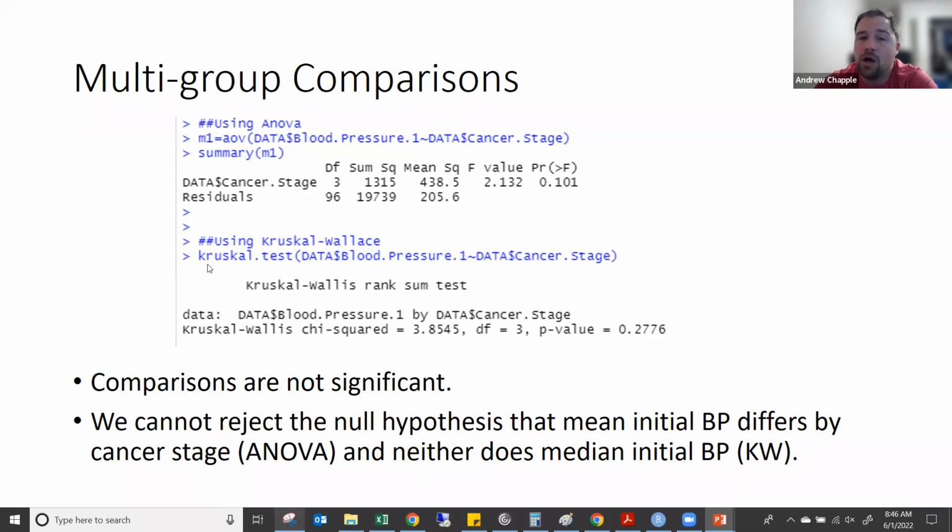I can use a Kruskal-Wallis test just as easily. Just swap out the aov for kruskal.test. This is using a non-parametric test. And you can see the p-value here is 0.22277. So I fail to reject the null that the mean blood pressures, or the median blood pressures, are different here. So that's based on the ANOVA and the Kruskal-Wallis test.